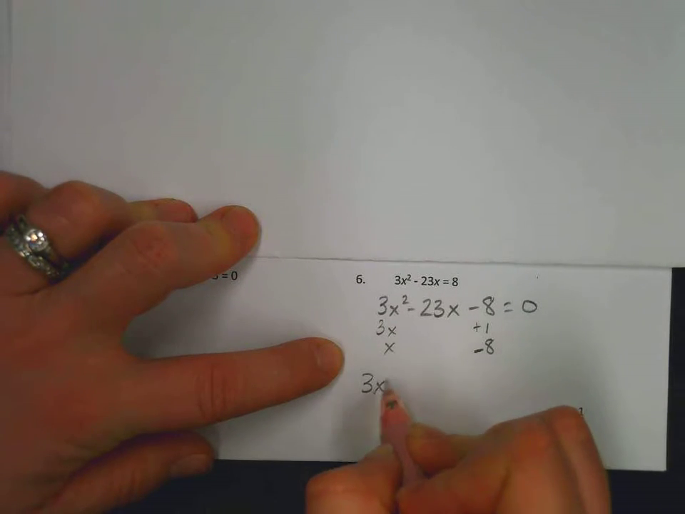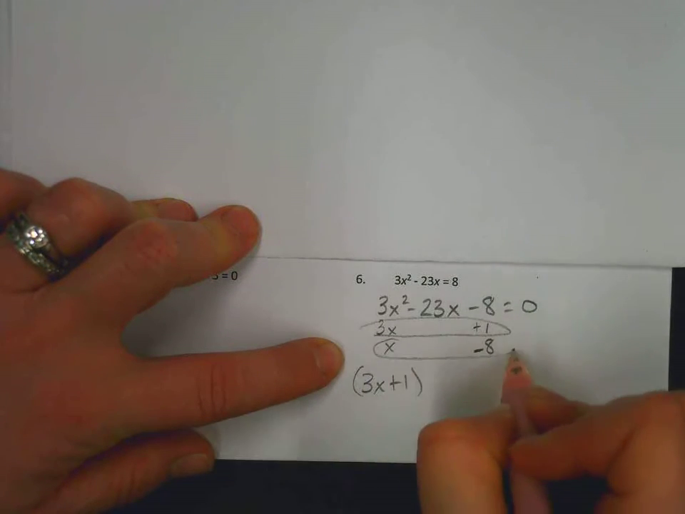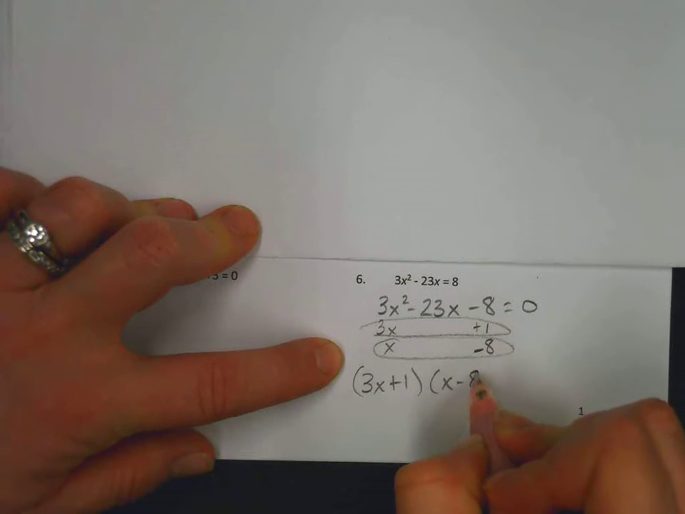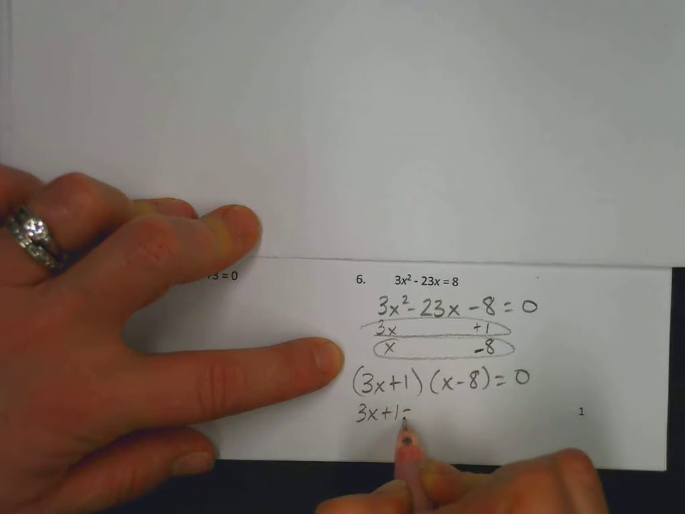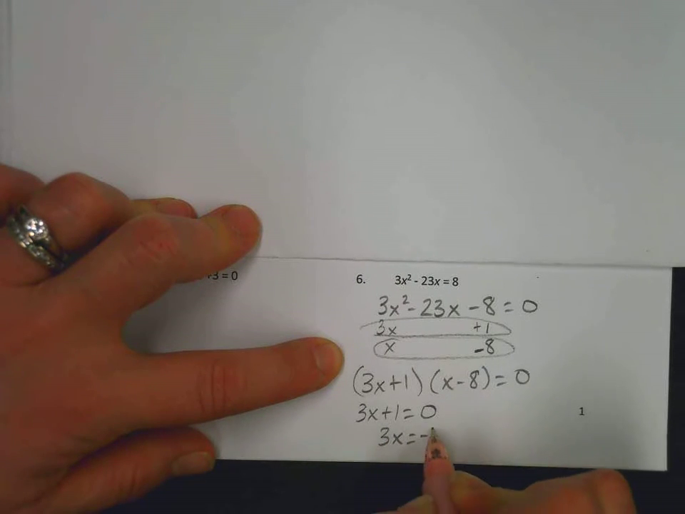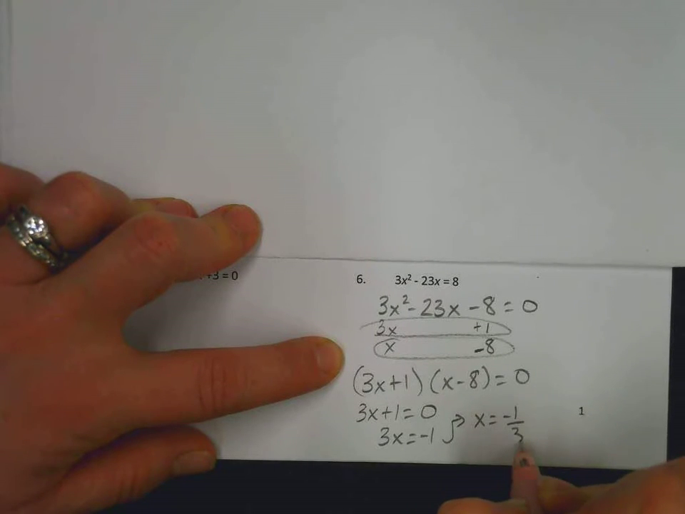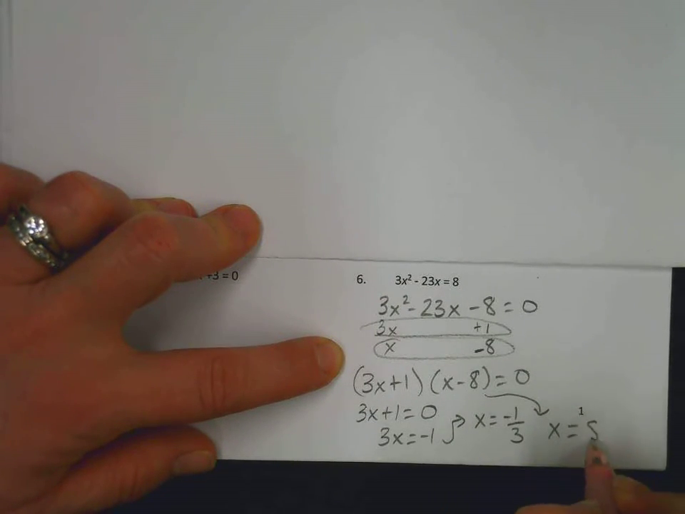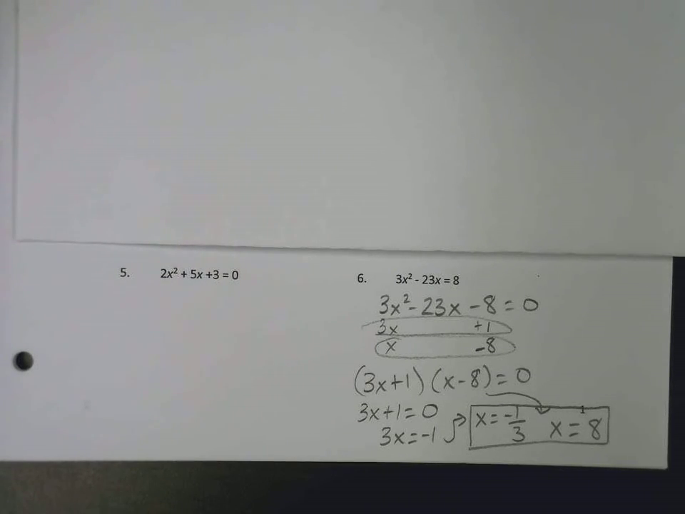So my factors are 3x plus 1 and x minus 8 equals 0. I'm going to take each factor, make it equal to 0, and solve for x. So I get 3x equals -1, x equals -1/3, and then my other solution is going to be x equals 8. And that's factoring, solving by factoring.